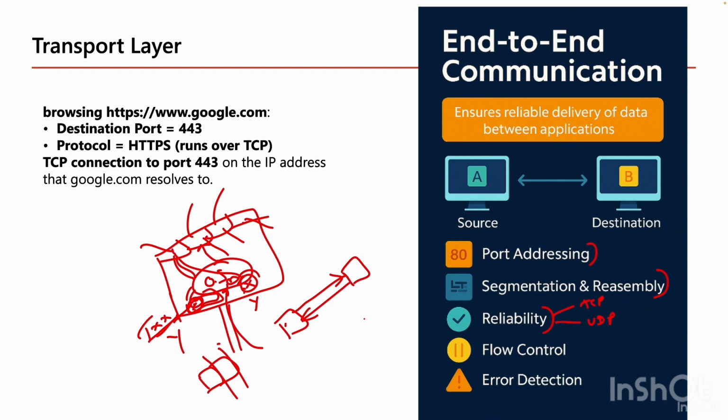But with UDP, the transmitter just sends the data. It doesn't care whether the receiver has received it or not. So UDP is faster than TCP because of the lower overheads and other things, but it is unreliable. So if data is lost, it is lost. It has to be retransmitted all over again. Okay.